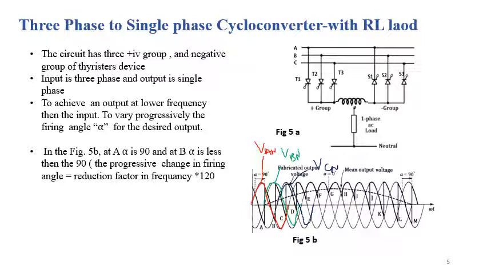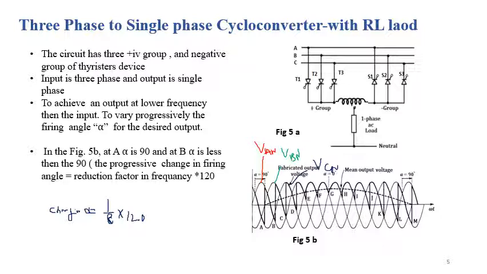So to vary the α progressively, we need to compute the change in firing angle. So how can we achieve this? Change in firing angle means change in α is equal to the reduction factor, which is 1/8 in this case, times 120. Here 120 is actually the conduction angle for each SCR during each phase. So we can say that this is the 120 degrees and this is the 120 degrees, and 1/8 is the reduction factor in the frequency, that is, how much reduction of the input frequency we need at the output side. So in this case it is 8.